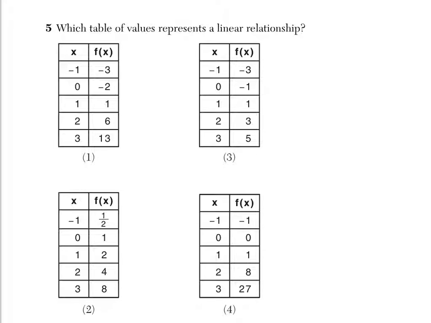When we are looking for a linear relationship, we are looking for a constant rate of change between all of the point values. I love that all of my x's are increasing by 1 every single time. This is going to make this very easy for me to identify using my y's. So to get from -3 to -2, I added 1. In order for this to be linear, I'd have to add 1 again, which I didn't, so answer choice 1 is out.